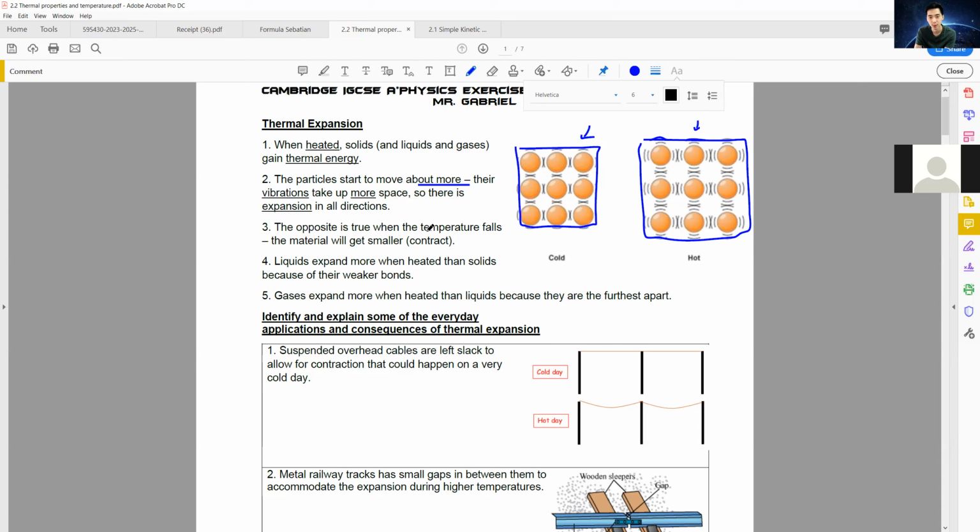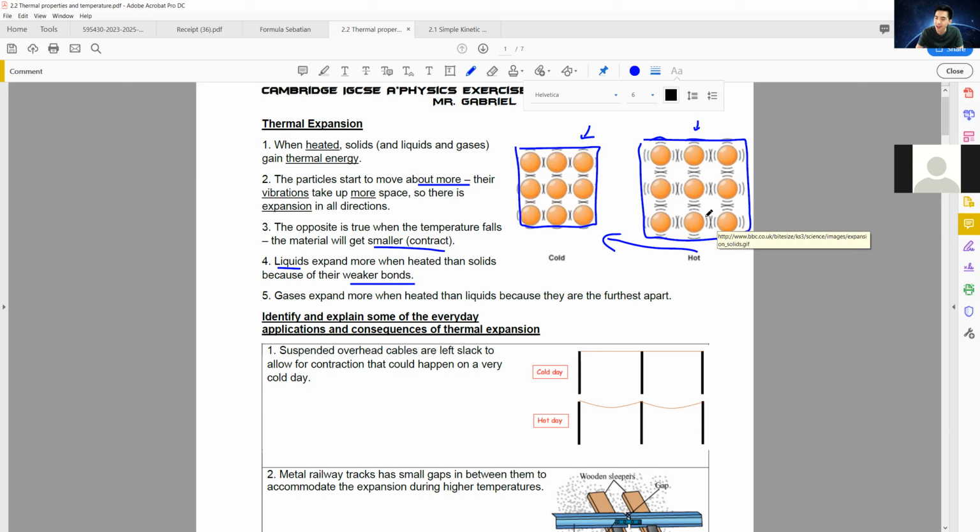Then the opposite is true as well. When the temperature falls, the materials will get smaller, right? From hot to cold, obviously they will vibrate in a smaller space, and thus they will contract, right? Liquid definitely expands more when heated than solid because of its weaker bonds. If I heat a liquid, it's much easier for the particles to expand because the forces of attraction between each particle are much less, right? So when heated, solids expand because of vibration forcing them apart.